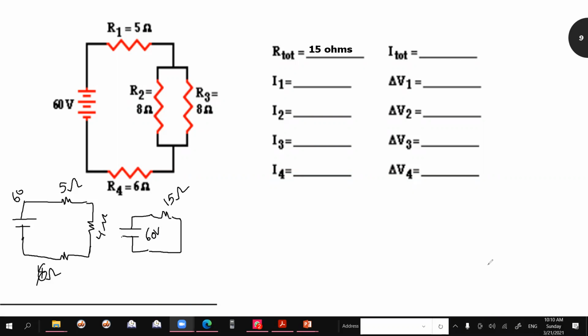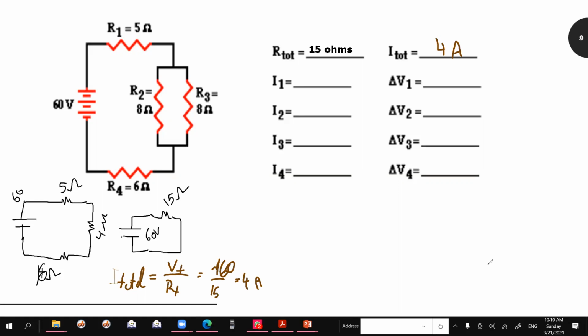Now we need to find I total. So I total will be V total over R total, which is 60 over 15, which is 4 ampere. So the I total here is 4. This is here how to find the total current in the circuit.